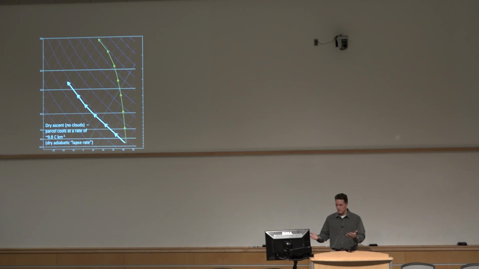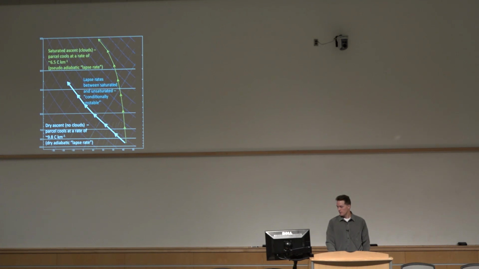The difference between those two lapse rates is where buoyancy comes from. I put the area between those two in blue, like a pie wedge. Those are conditionally unstable lapse rates. That gives us the potential to have buoyancy if you have a saturated parcel ascending through a layer with lapse rates somewhere between dry adiabatic and moist adiabatic.